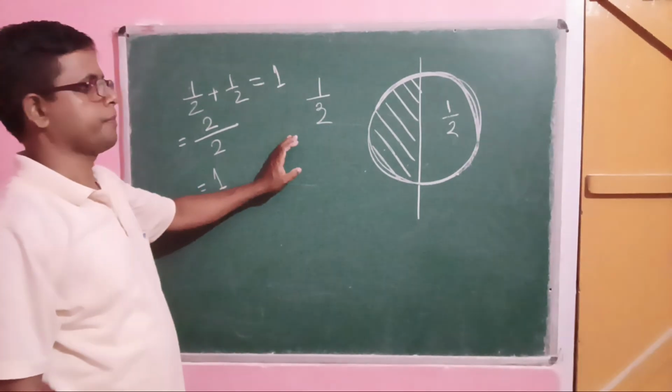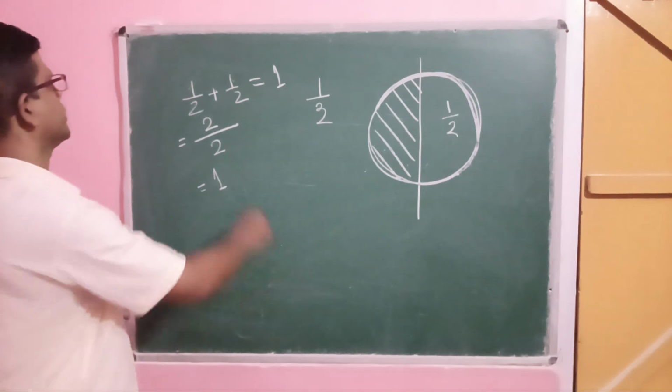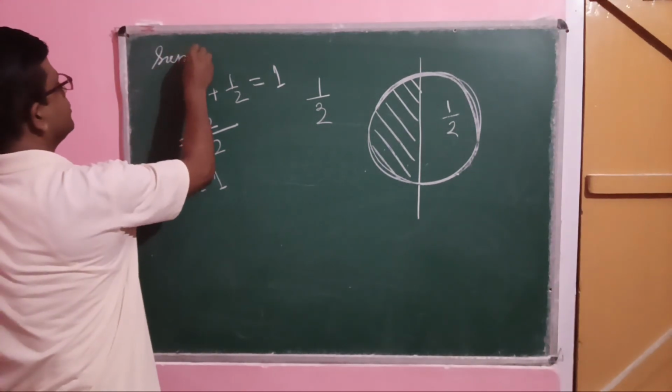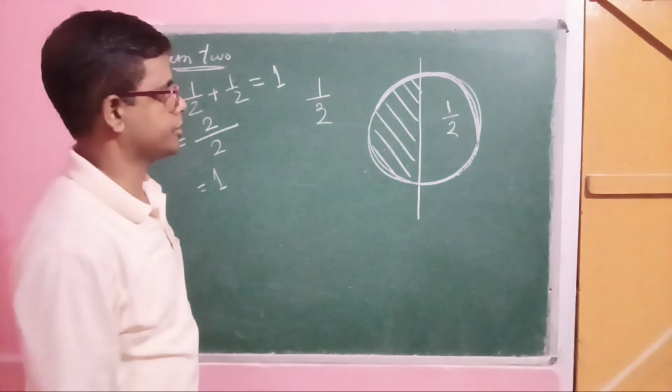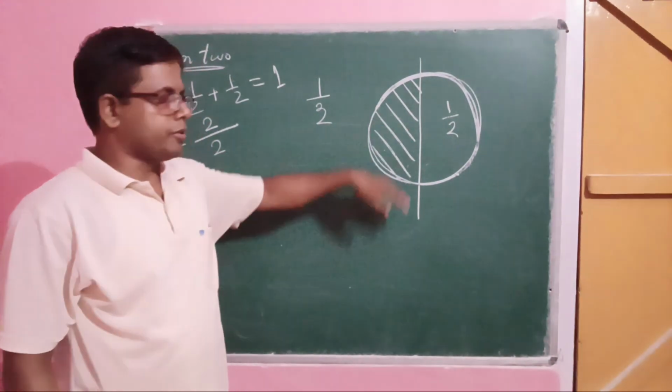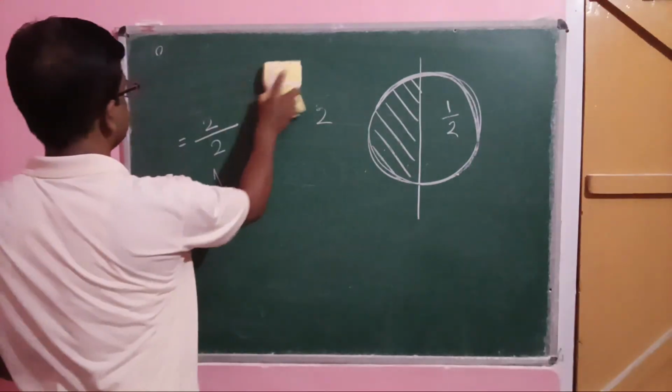This way also we can think. So this is what? Addition, or the sum of two fractions. This is the sum of two fractions. So this is visual. So let's see again.